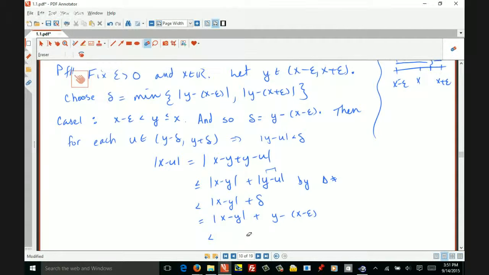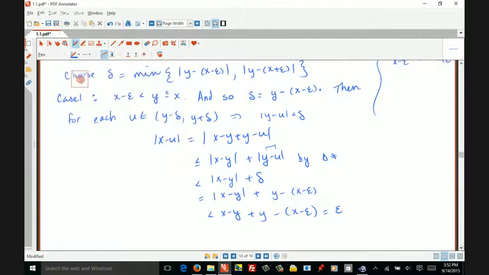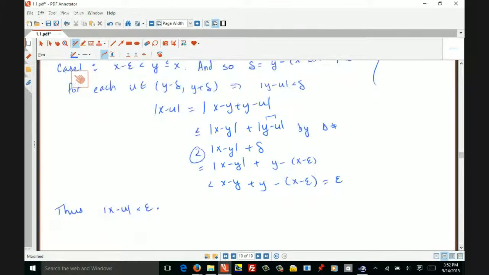Well, actually, let me not go straight to that, because epsilon's a cancel. The absolute value of x minus y is actually just x minus y. It all cancels and you're left with epsilon. Well, I have a strict inequality right there, so that equal doesn't change anything. So thus x minus u is less than epsilon. Now we're going to go back and look at the second case.